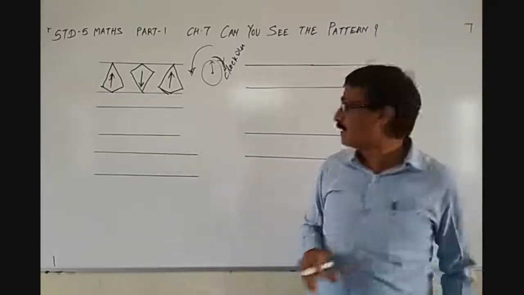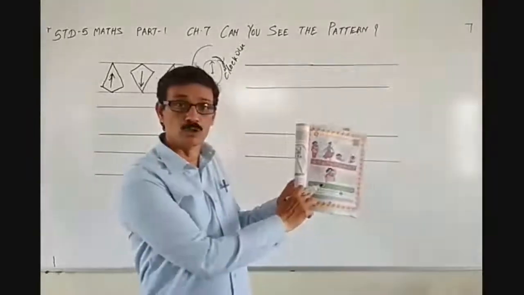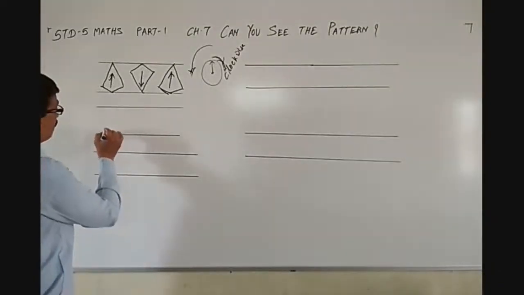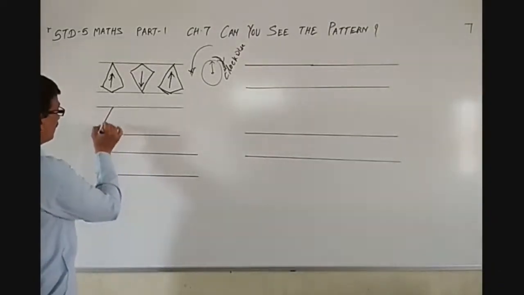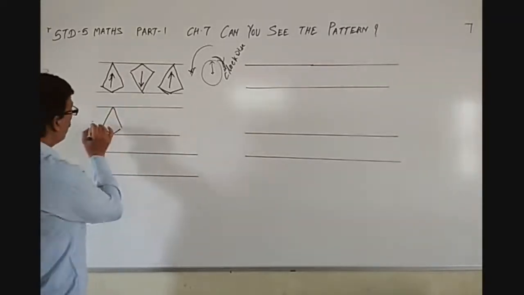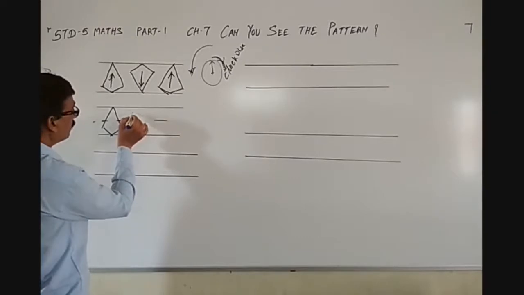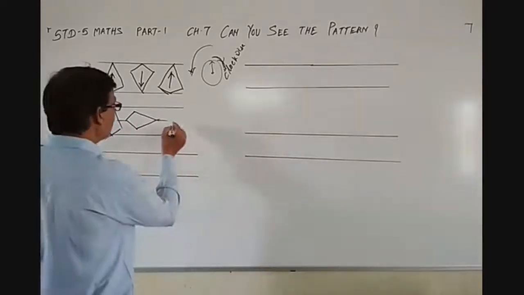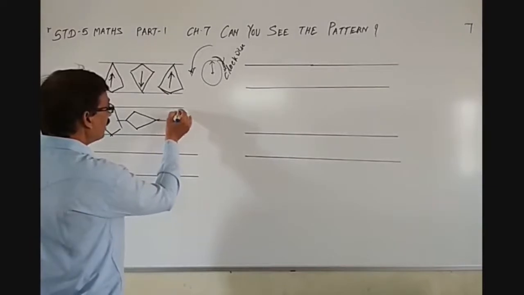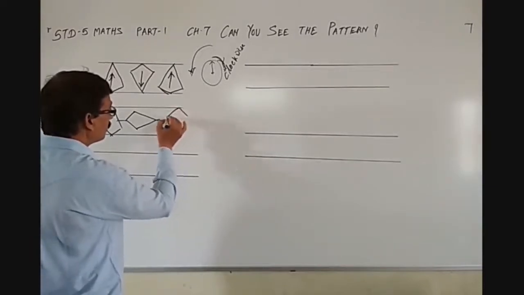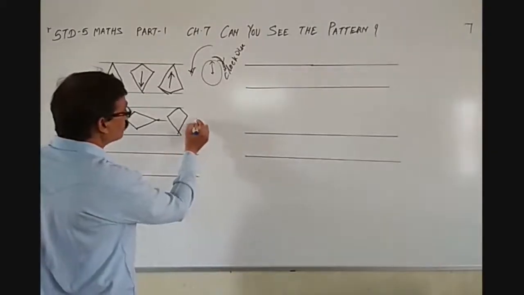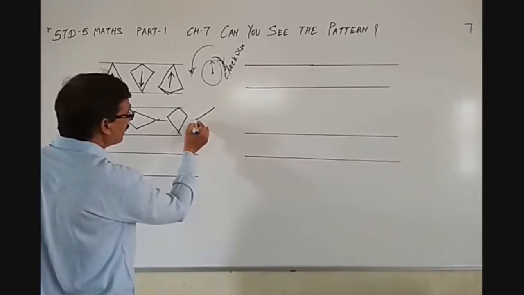So let's try to draw that pattern also. You can see that pattern over here also, but to make you understand only I am drawing this. See, suppose the first one is something like this, isn't it? Then after it will rotate 1/4, so it will be something like this. Then once again it will be a 1/4 turn, so this will be something like this, and once again a 1/4 turn, so it will be something like this.